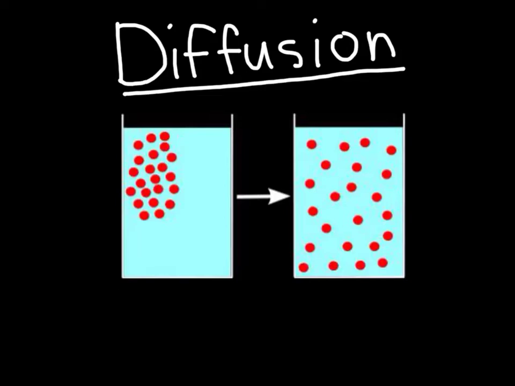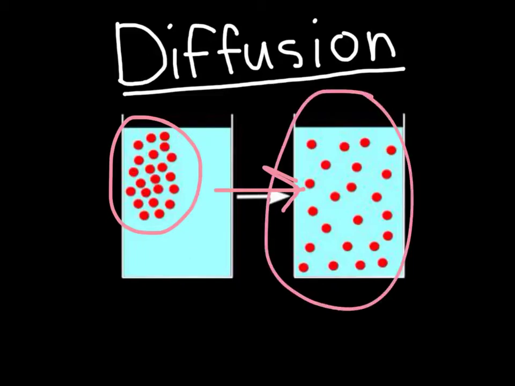Diffusion is the movement of molecules from an area of higher concentration to an area of lower concentration. In the first picture, the particles are very close together or highly concentrated. Then, as they diffuse into the next picture, they spread out more and they become less concentrated.